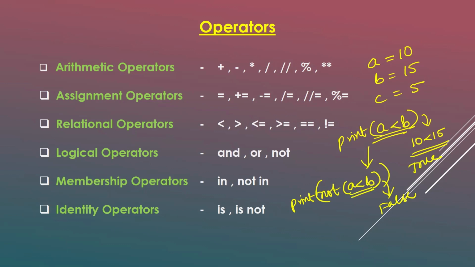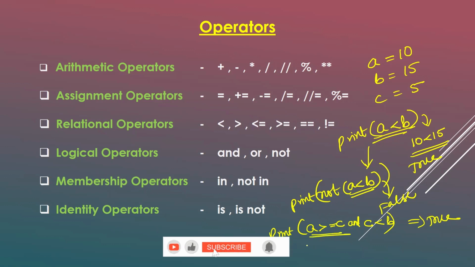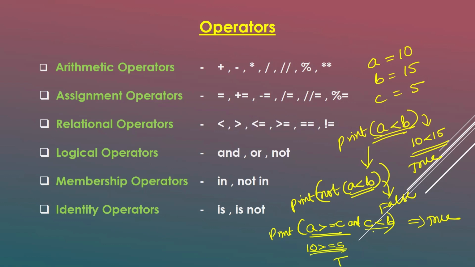So you can reverse the outputs by using the logical operators also. Suppose I have two conditions, A greater than or equal to C, C is less than B, and I'm keeping the AND operator. Let's check the output for this condition. 10 is greater than or equal to 5, so this condition result is true. And what about this condition? 5 is less than 15. Yes, this condition is also true. When we apply the AND operator, the result will become true only.